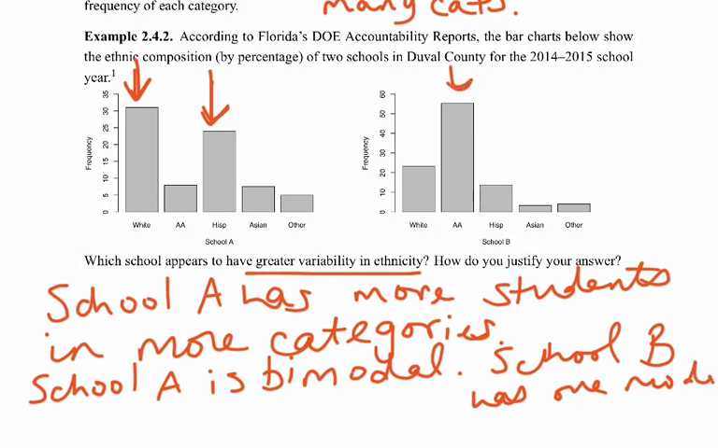So when you're talking about categorical data, the things we're going to describe it in terms of are going to be the mode and the variability.